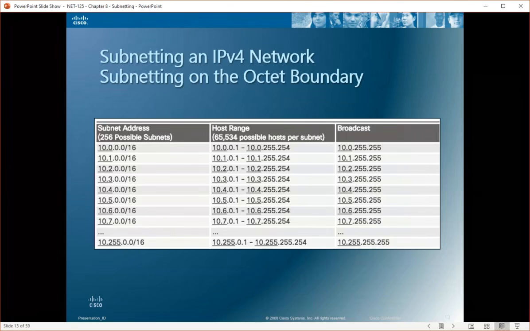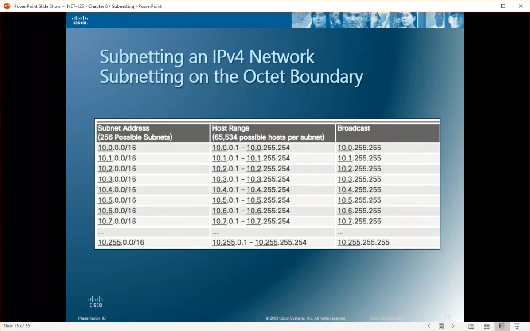We have the 10 dot, which is the very first octet. That's going to be the same regardless. And then we have .0, .1, .2, .3, .4, .5, all the way up to .255. So these are all of our 256 individual subnets. So we have our 0 to 255, which is 256 individual options.